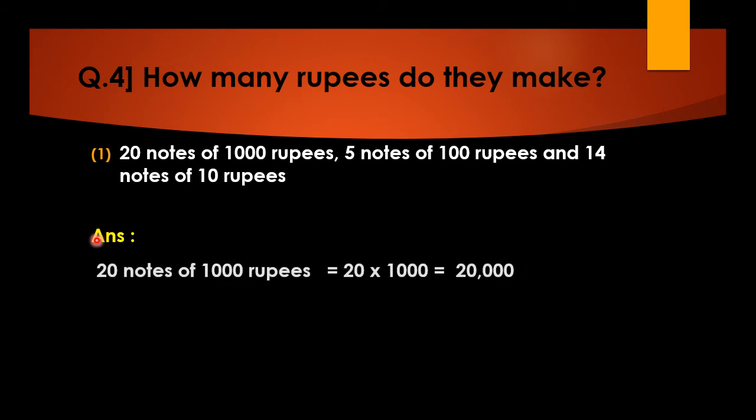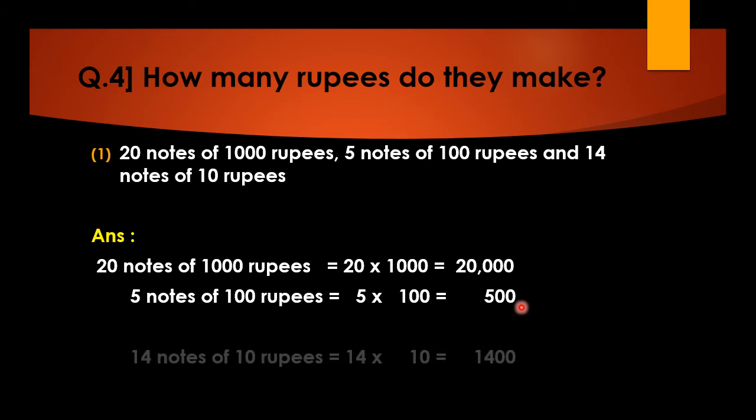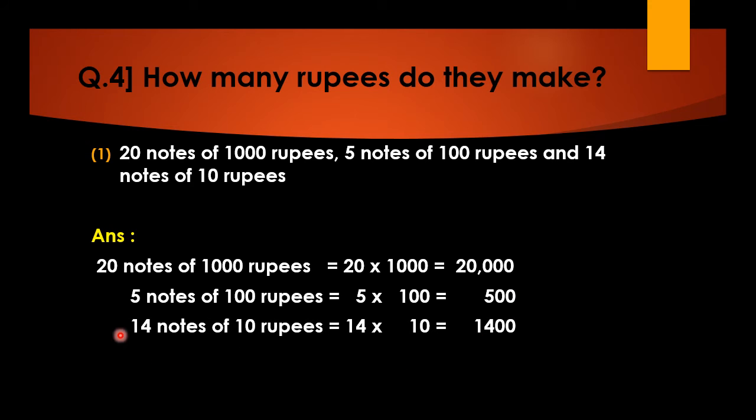First one, 20 notes of 1000 rupees. To calculate the amount, we have to multiply this 20 by 1000. So 20 into 1000 is equal to 20,000. Next, 5 notes of 100 rupees. So 5 into 100 becomes 500. And the last one, 14 notes of 10 rupees. So 14 into 10, 140.